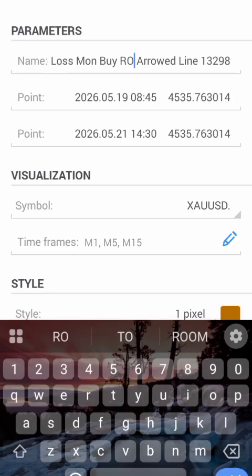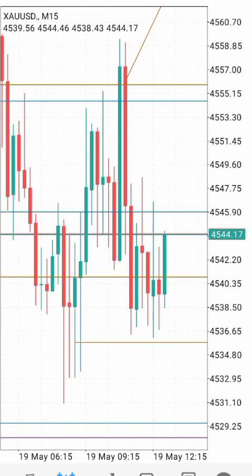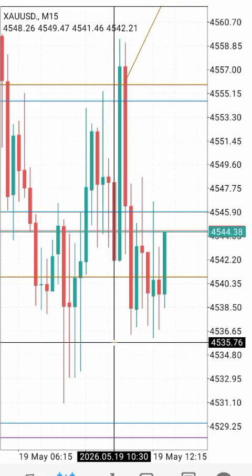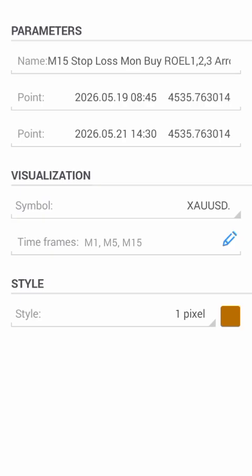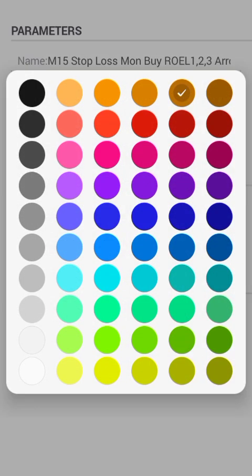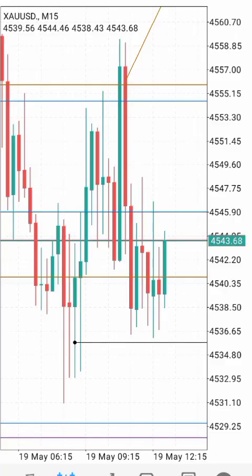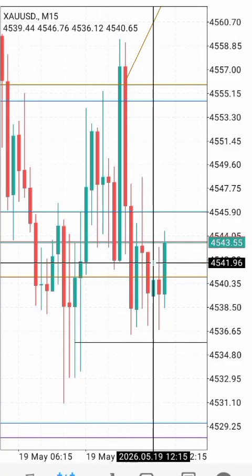Retest of entry levels. And this is for 1, 2, 3. The same stop loss for all 3 levels. Okay, so now we can look at the stop loss. Let's change the stop loss marker to black so that we can always distinguish it. So let's look at that.